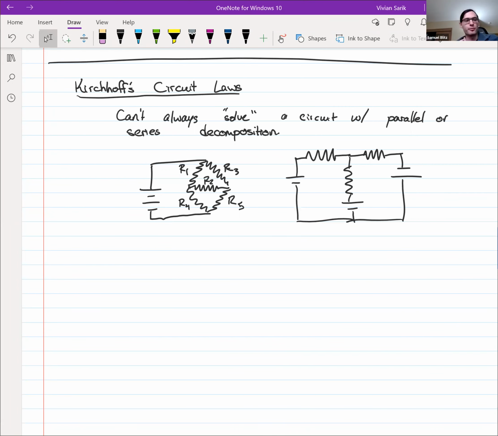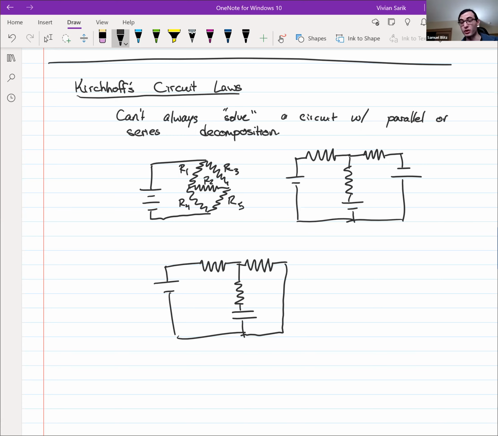It'll always be both. So if you have this, and then you have a resistor here, and then maybe a capacitor, and then maybe just for kicks, another resistor here. None of these resistors or capacitors are in series or parallel with each other, so you just can't do it. And so you need more powerful tools.